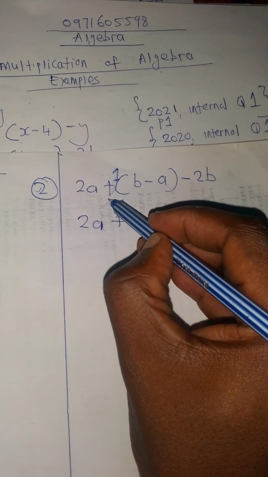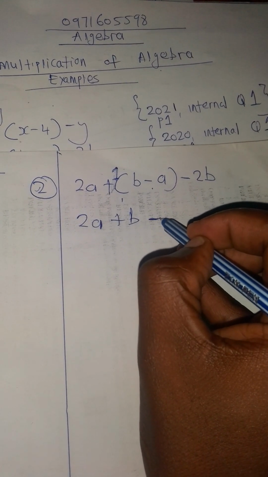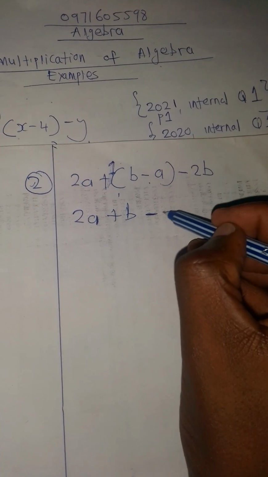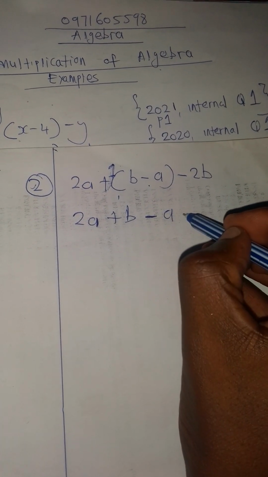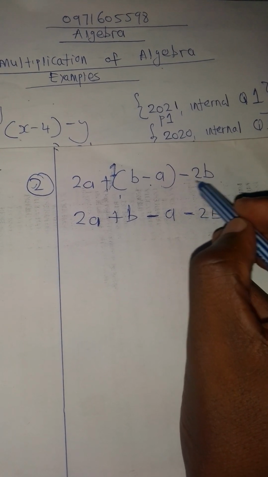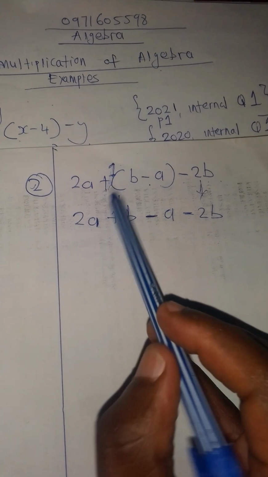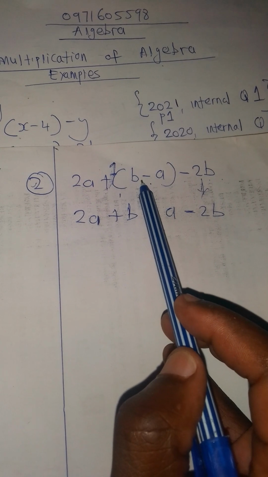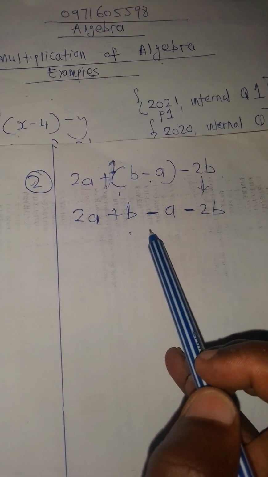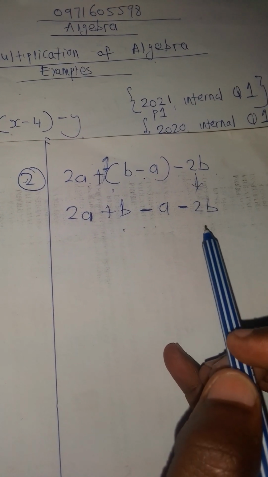This positive times a negative, we get a what? A negative. Then this 1 times a, we get a. Minus 2b. So minus 2b, this minus 2b just comes down there. So again we say 1 times b, that's b. Positive times negative, that's negative. 1 times a, that's a. This one repeats the way it is.